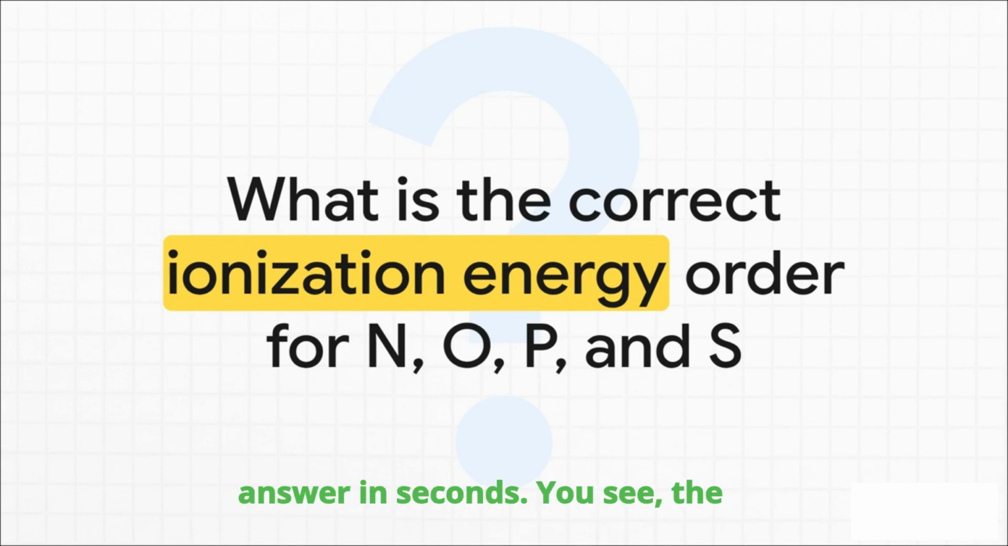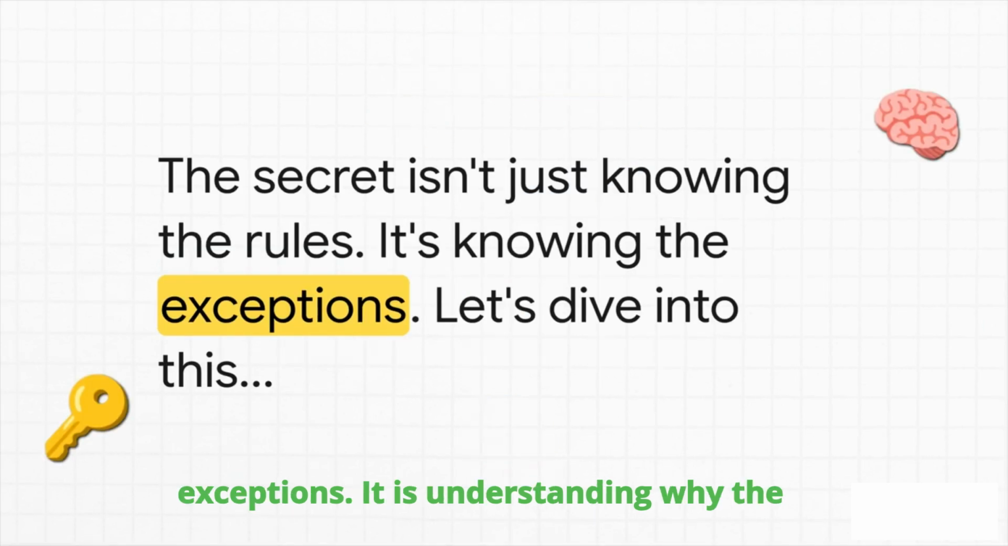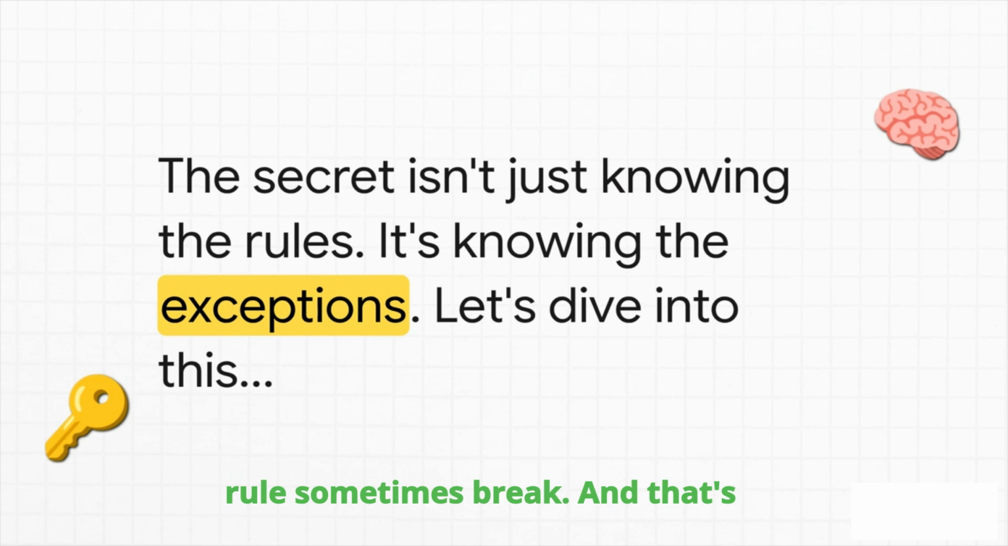the answer in seconds. You see, the real secret to mastering the periodic table isn't just memorizing the trends. No, it is not. It is knowing the exceptions. It is understanding why the rules sometimes break. And that's exactly what we are going to dive into.